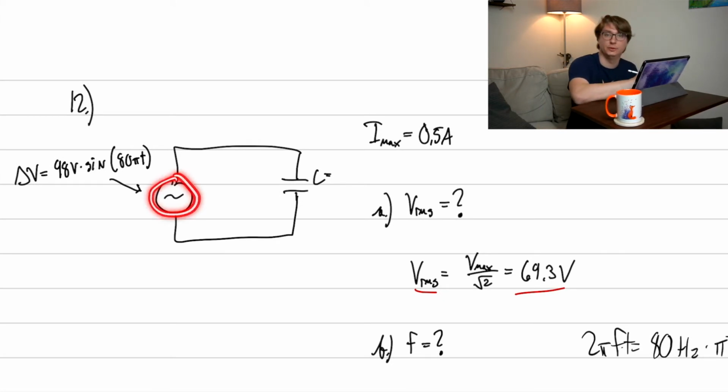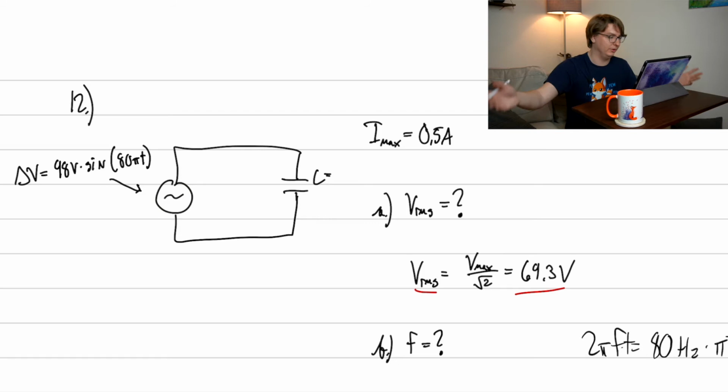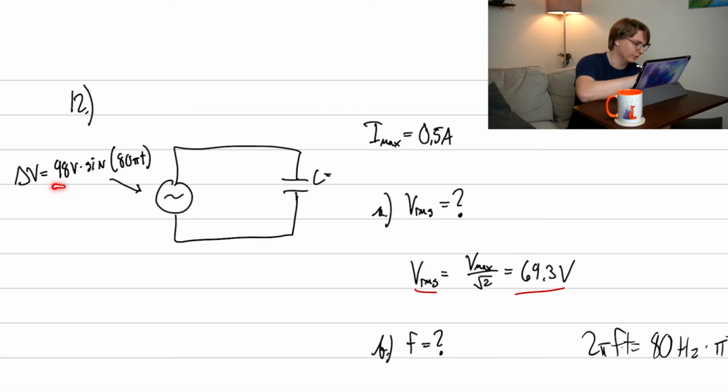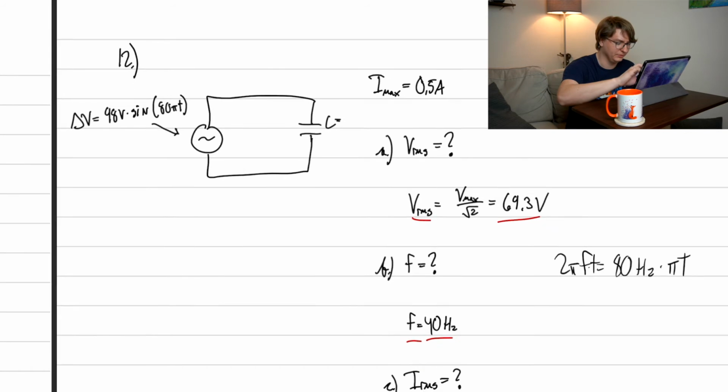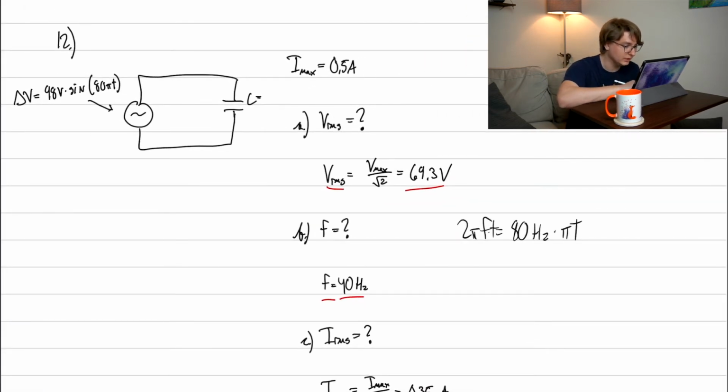This is creating a voltage and oscillating it somehow. We're told it's going to do it as a sinusoid, and its function looks like this: it has 98 volts times sine of this thing changing. We're also told the maximum current going through this, and it just has a capacitor here. There's nothing else going on in this problem. We want to figure out a number of other things, so let's go do that.